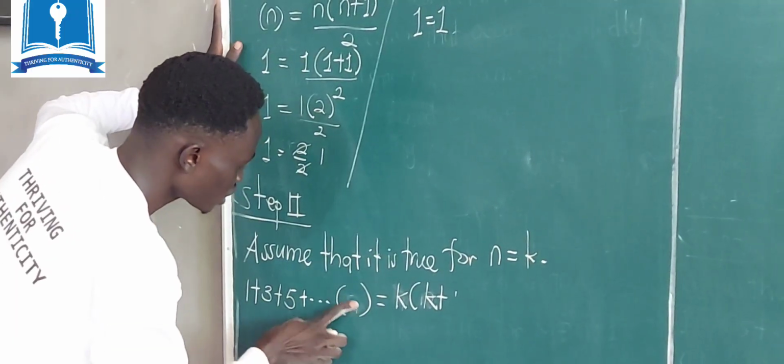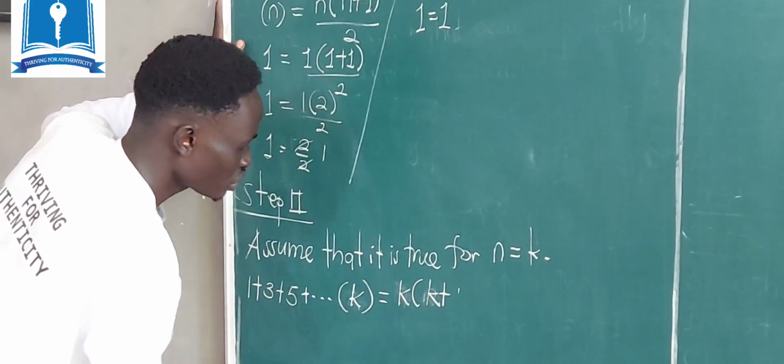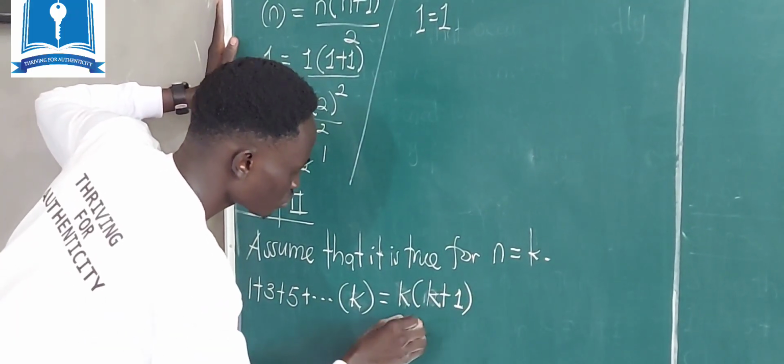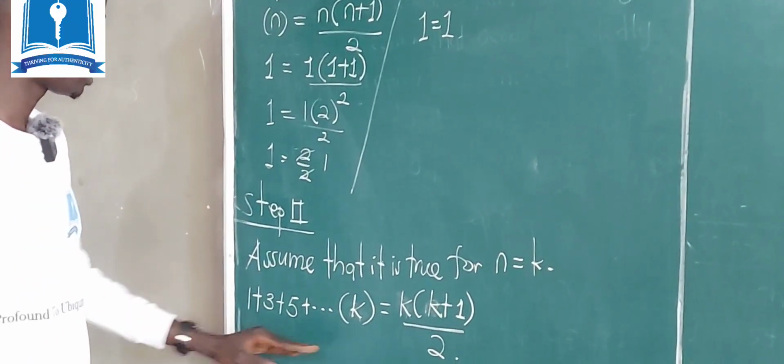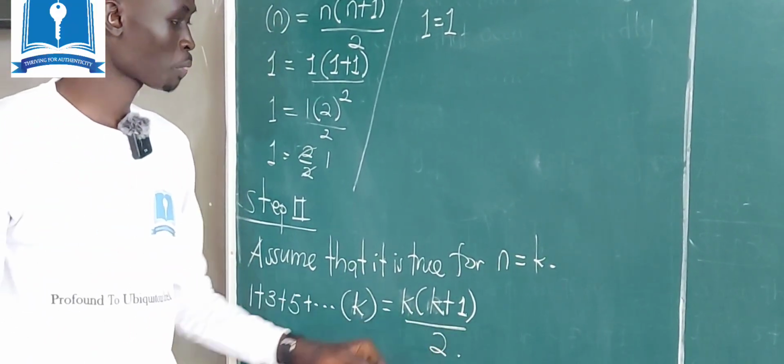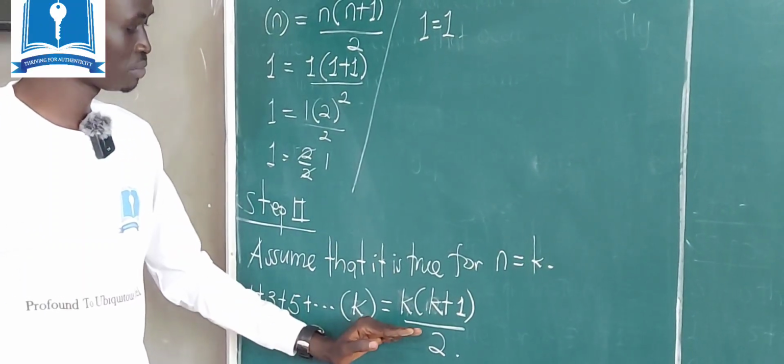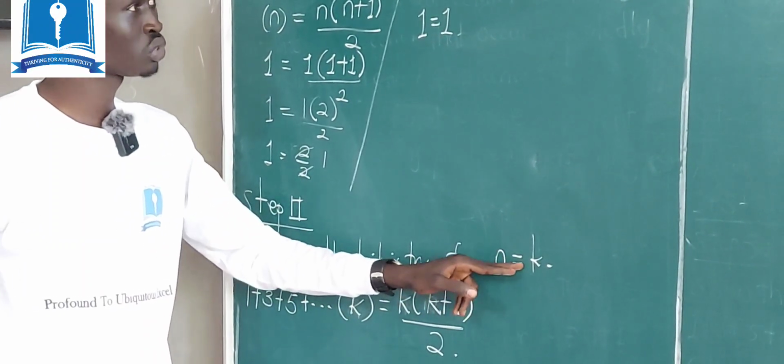We are replacing every value of n with k. So we are assuming that this statement is true for n equals k.